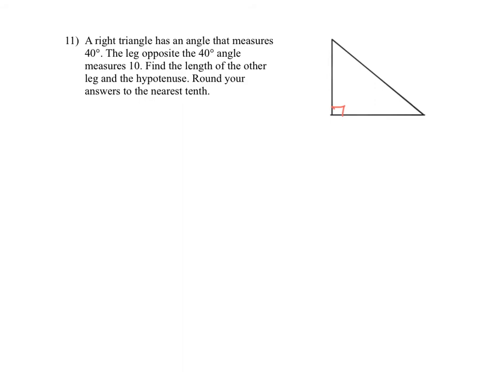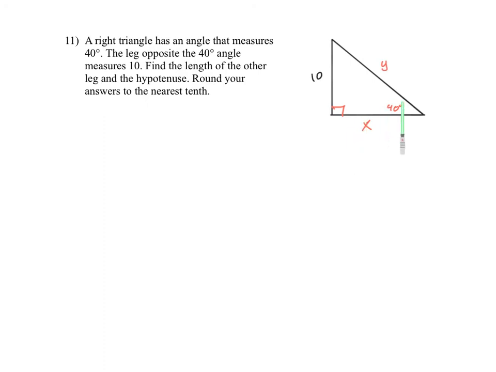A right triangle has an angle that measures 40 degrees. So let's mark this one here, 40 degrees. The leg opposite the 40 degree angle measures 10. So this over here measures 10. Find the length of the other leg and the hypotenuse. So that means that I want to find, let's name this x and let's name this y, right? So I'm going to start by using x.